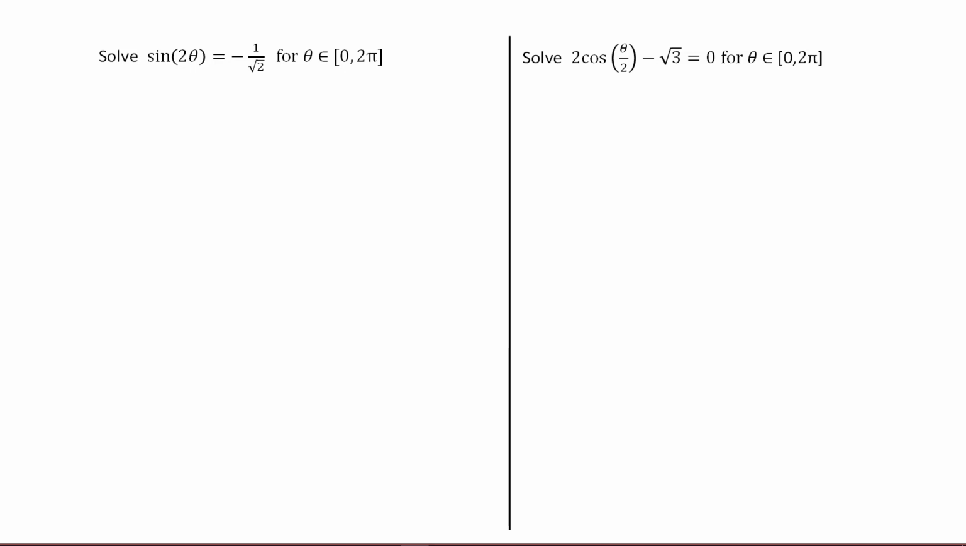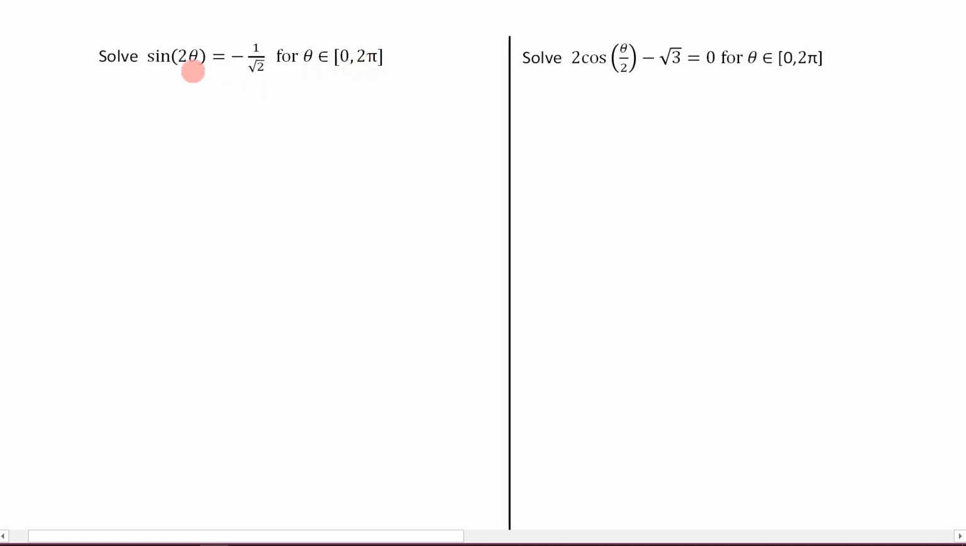Welcome to the third part of this lesson. In this lesson, we're going to be going through questions like these. Let's just look at this first one here. It says solve sine of 2 theta is equal to negative 1 over the square root of 2 for theta is an element of 0 to 2 pi.